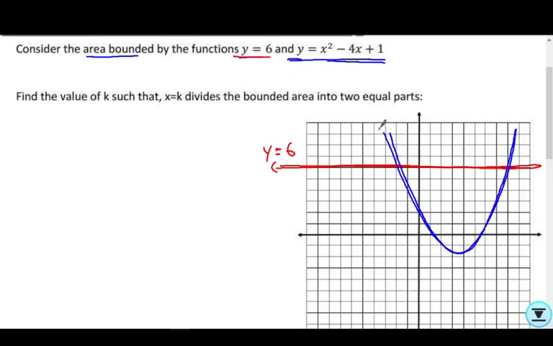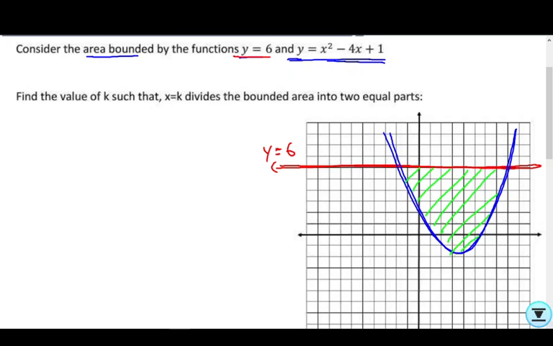Basically, the area that we're talking about is right here. This is my bounded area between these two functions. Now, I don't even need to know what that area is at this moment. All I need to know is that that's what my area looks like. I've got a quadratic and I have that horizontal line.